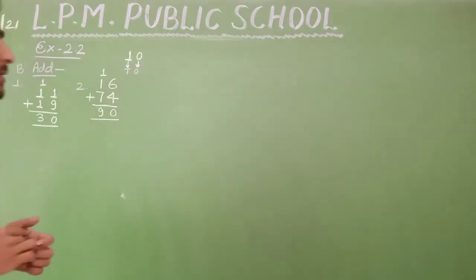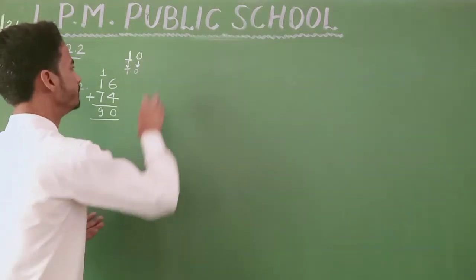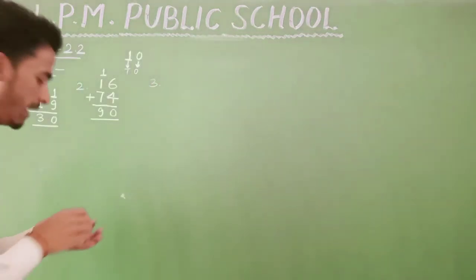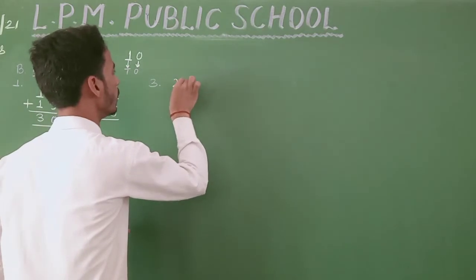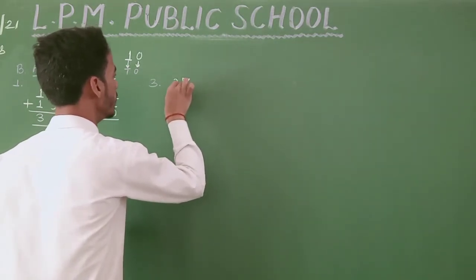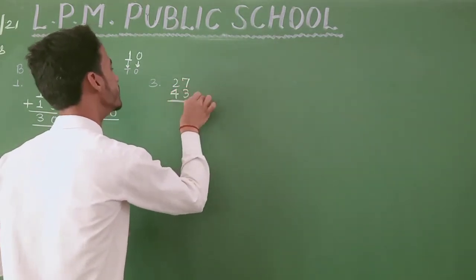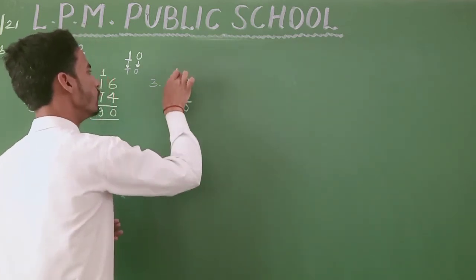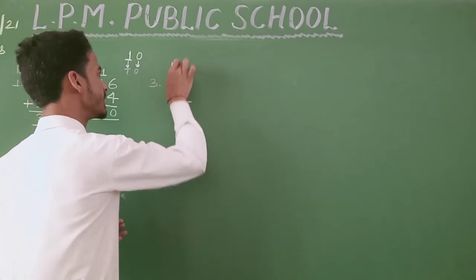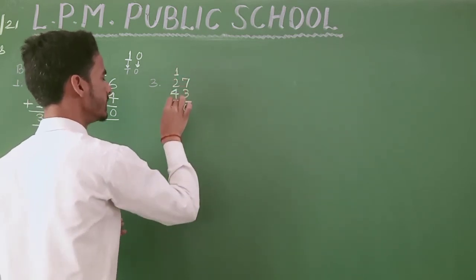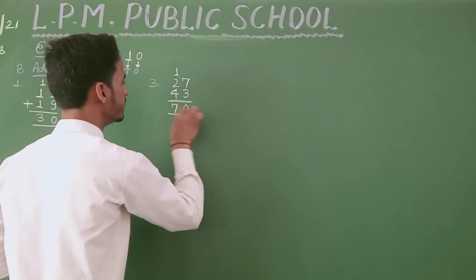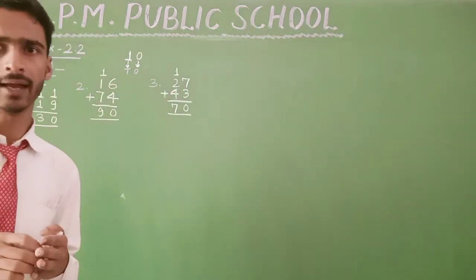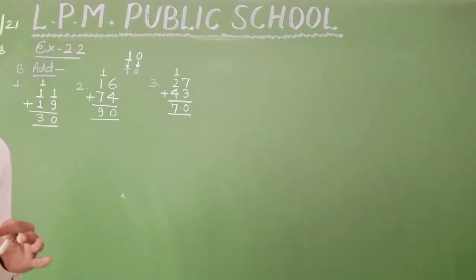And the next question is question number 3: 27 plus 43. 7 plus 3 is 10, 0 and 1 carry, and 2 plus 4 is 6, and 1 makes 7. So that is 70. Okay.